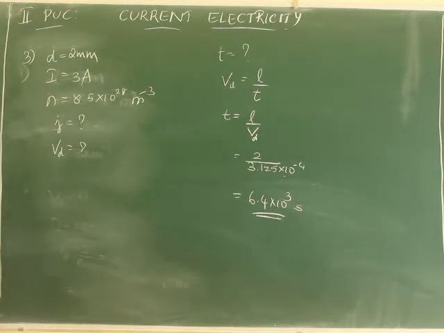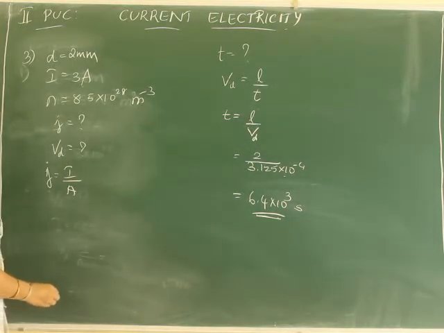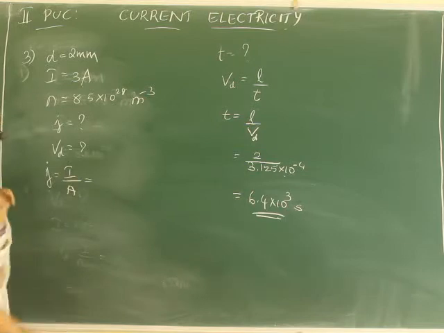What is given? We know that J is equal to I by A. But area is not given, correct? So how to calculate the area? But diameter is given. So what can I do? Which formula can I use for area?